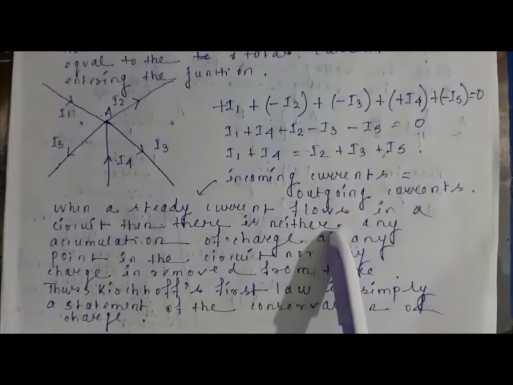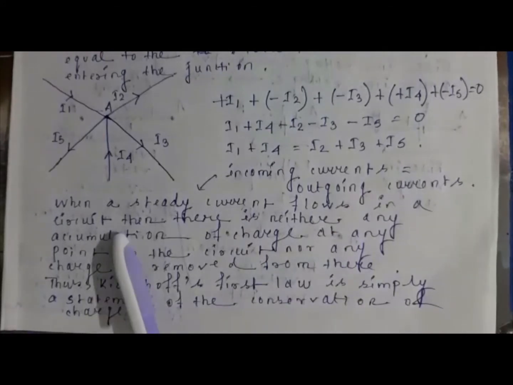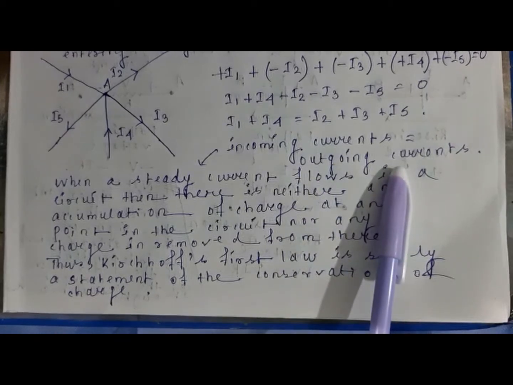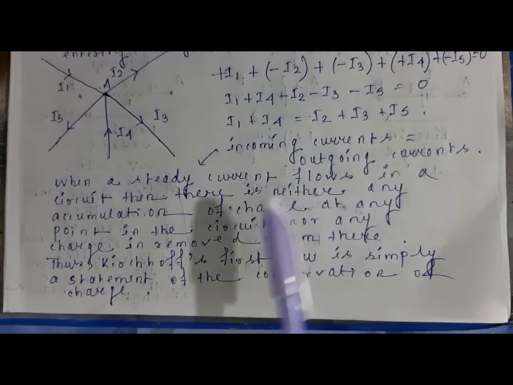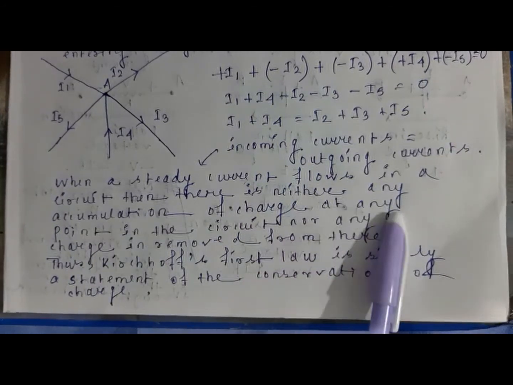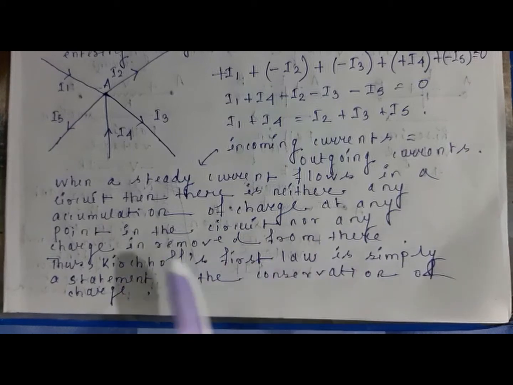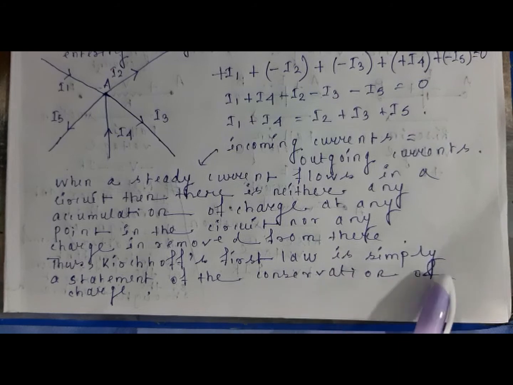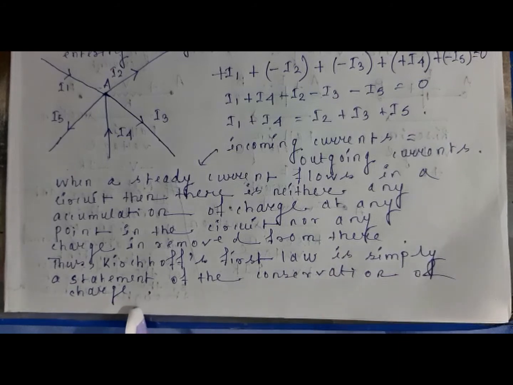Now when you see incoming current equals outgoing current, that means whatever current is entering, that much current is leaving. So there is neither any accumulation of charge at any point in the circuit nor any charge removed from there. Alright, so by this we can understand that Kirchhoff's law is simply a statement of the conservation of charge.